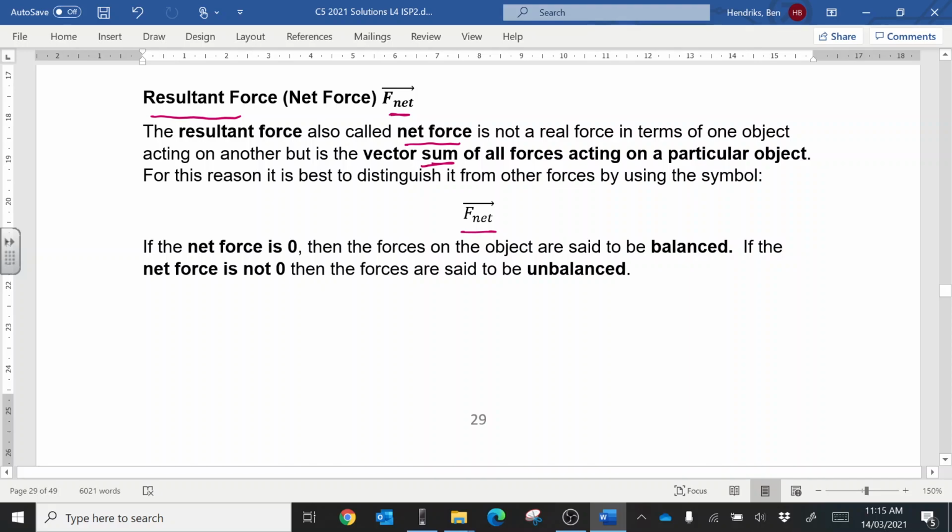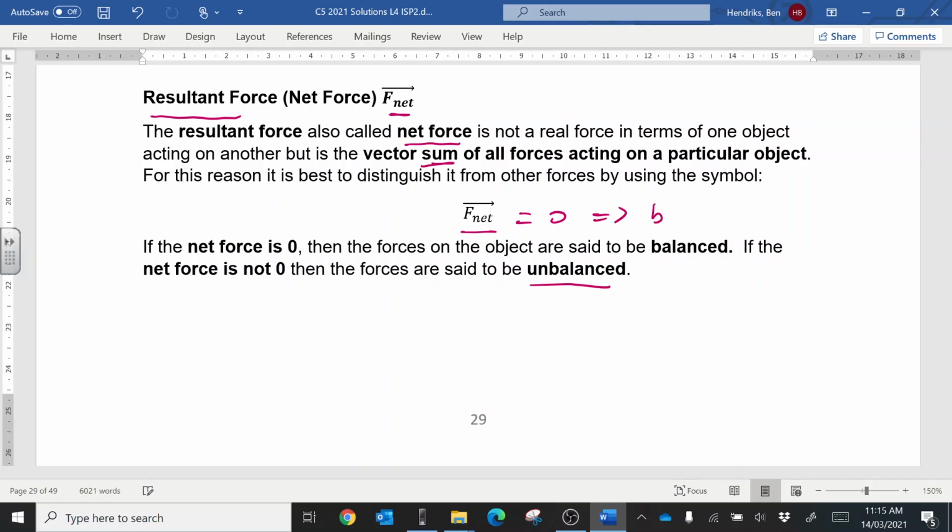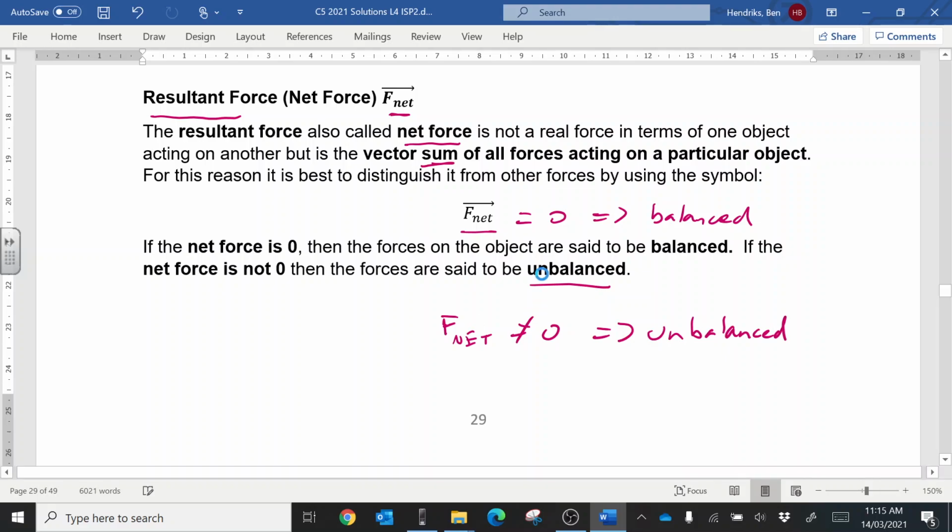If the net force is 0, then the forces on the object are said to be balanced. If the net force is not 0, then the forces are said to be unbalanced. That's what I was talking about before. So if F net equals 0, it implies balanced. If it is not 0, it means that it is unbalanced, and there will be acceleration involved.